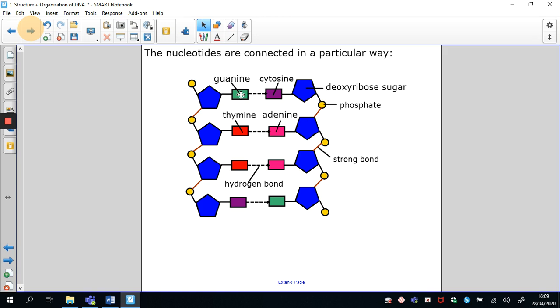So between one base and another base, the base of one strand and the base of the opposite strand, there is a dotted line shown here. Now that dotted line on every single one of these rectangle bases is a hydrogen bond. So that's a hydrogen bond, that's a hydrogen bond, that's a hydrogen bond, that's a hydrogen bond. And it's hydrogen bonds that are holding the base of one nucleotide to the base of the opposite strand.